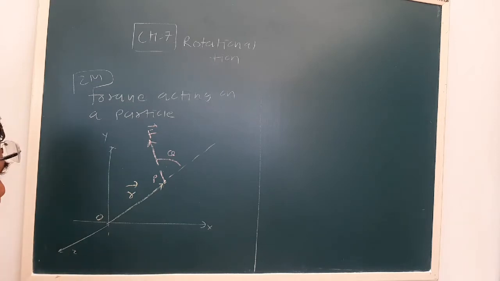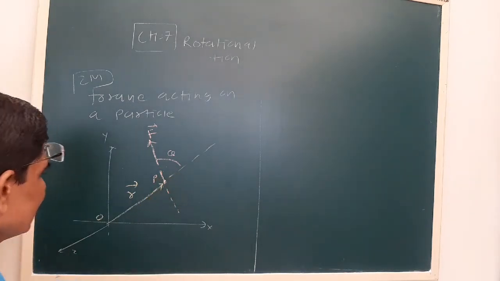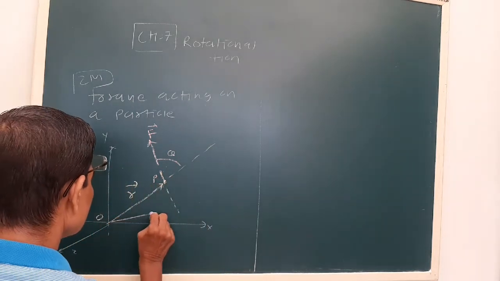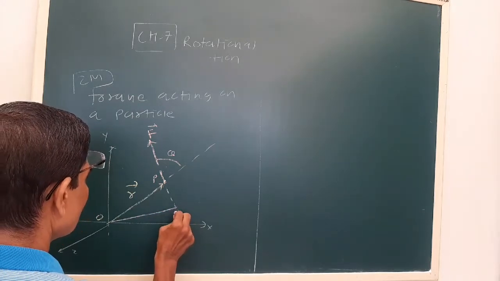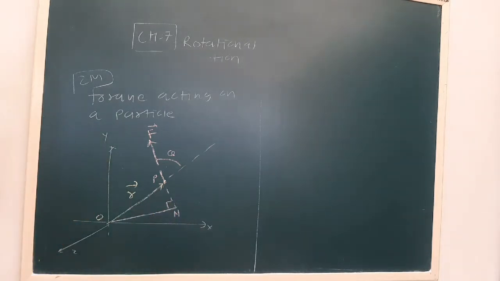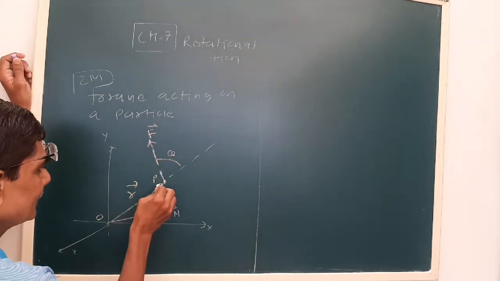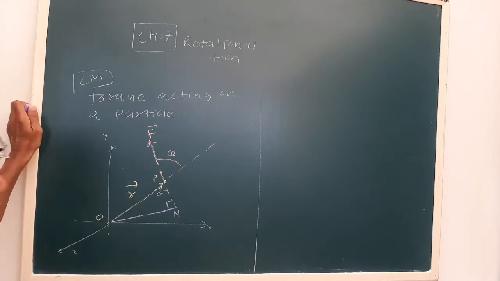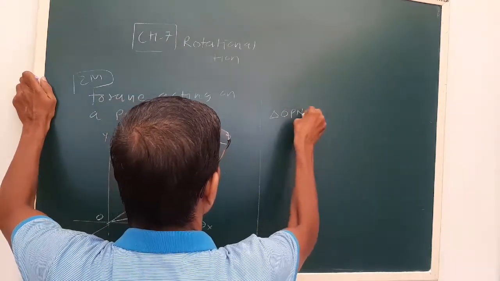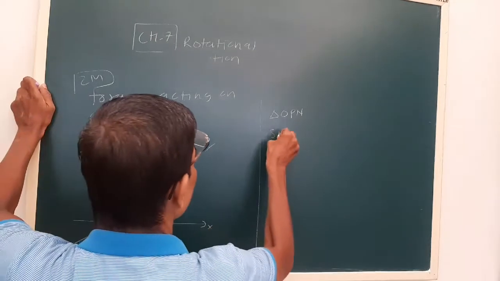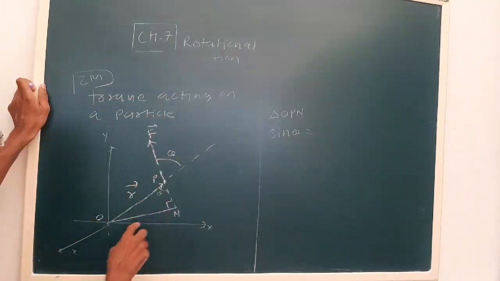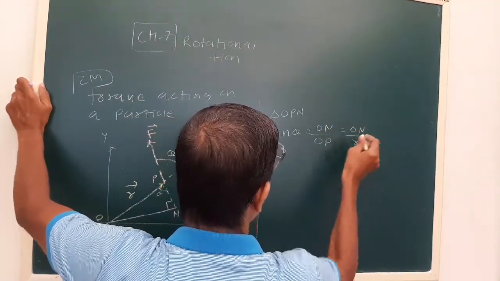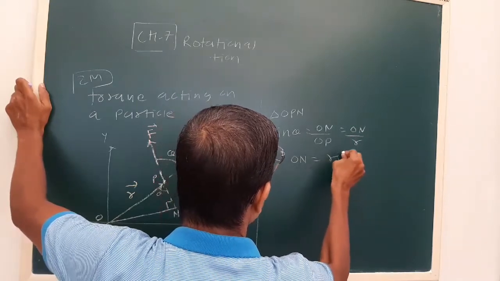Now let us say if I produce this line, and drop a perpendicular, let us say ON. Now see, this angle is theta, this is vertically opposite angle theta. Now see, in triangle OPN, sin theta is ON upon OP. OP is R, so ON is R sin theta.